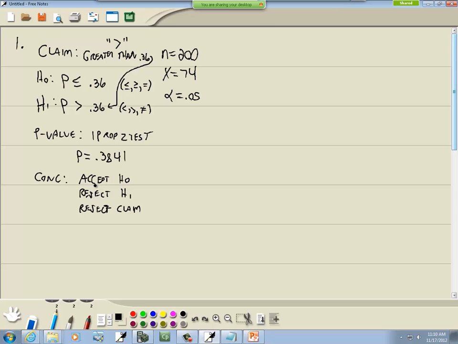So, if I think of these words, I don't accept her innocence. I just do not reject her innocence. So realize accept is a pretty strong word. Usually books will use do not reject. I find students click better if I use accept and reject.